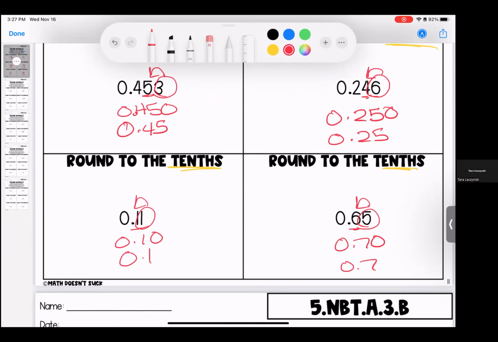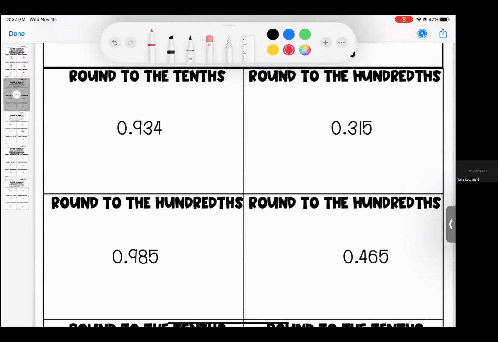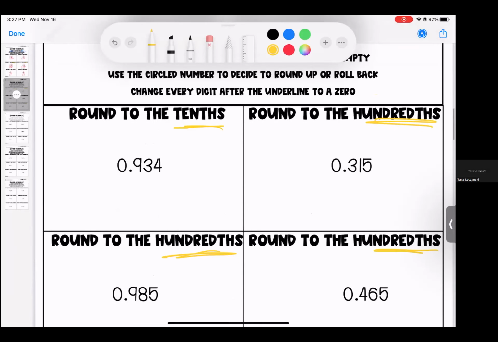If you have any questions, please bring them with you to class. Looking at page number 2 of our rounding decimals, again, most important part is making sure that I know what I'm being asked to round. So whether you're reading carefully, underlining, circling something to get your attention, rounding to the nearest tenth, which is the 9. The 3 tells me what to do. The 3 tells me to roll back. 9 stays the same. Everything else becomes a 0. Either of these would be correct.